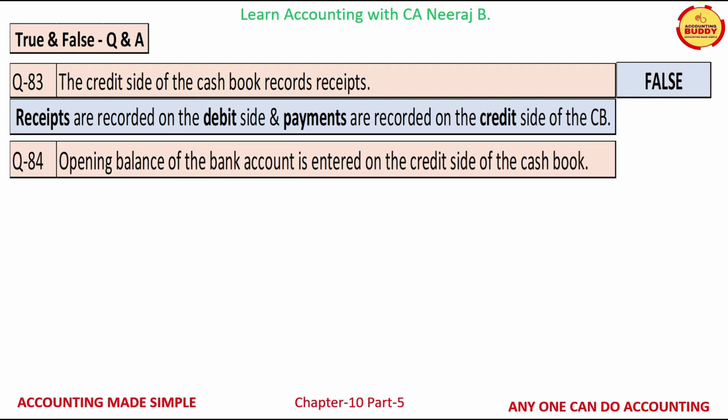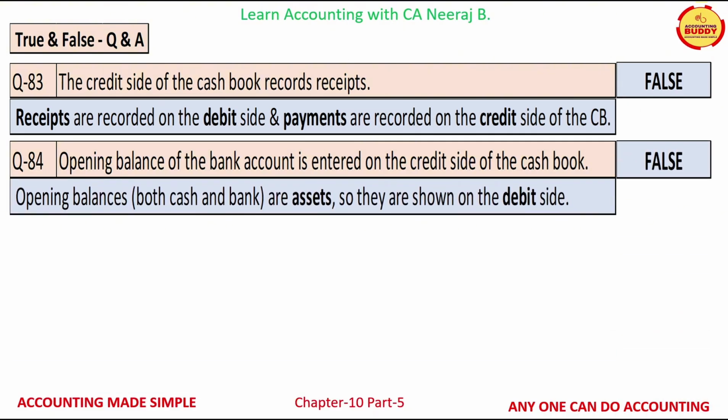Question number 84. Opening balance of the bank account is entered on the credit side of the cash book. This is a false statement. Opening balance, both cash and bank are assets, so they are shown on the debit side.